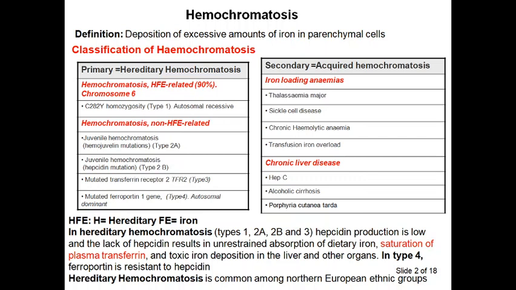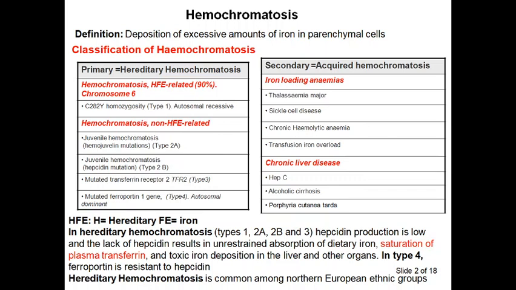have a point mutation at position 282, where cysteine is replaced by tyrosine. And this, when it is homozygous, is the most common type of hereditary hemochromatosis. It is termed type 1. So in type 1, there is a mutation of the HFE gene in the form of replacement of cysteine with tyrosine at position 282.